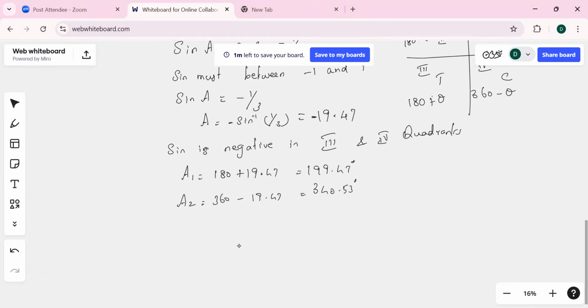Let me write down the final answer separately. A is approximately 199.5 degrees and 340.5 degrees.